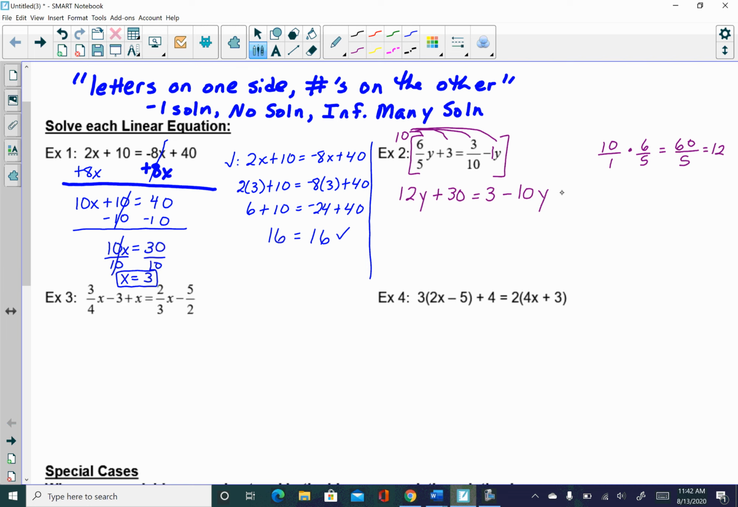All right, so now I'm going to get my letters on one side, numbers on the other. Look at my letters first. Between 12 and negative 10, that negative 10 is the smallest. I'm going to take it to the other side by doing the opposite. So I'll add 10y. Cancels out over here. 22y plus 30 equals 3. Subtract 30 from both sides, right, because I want to get those numbers together. 22y equals negative 27.